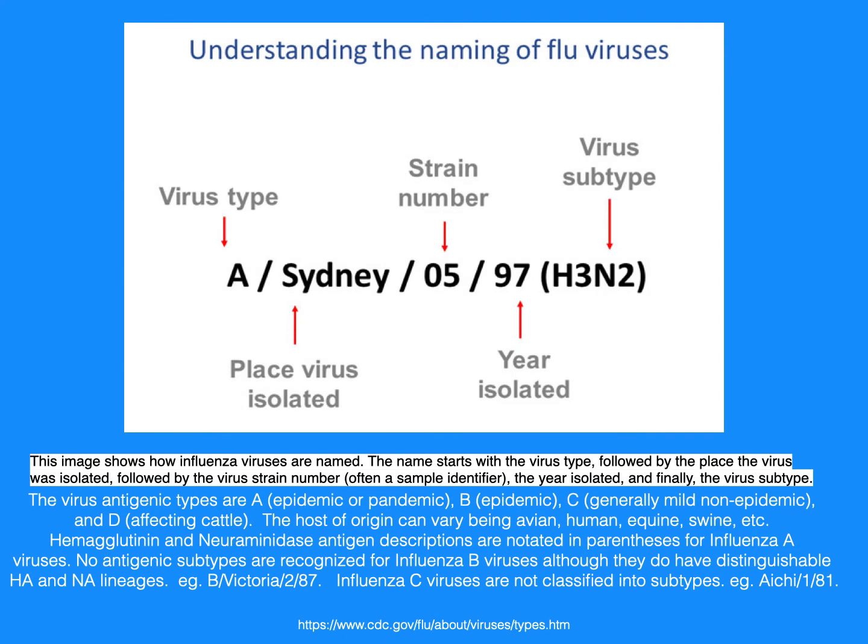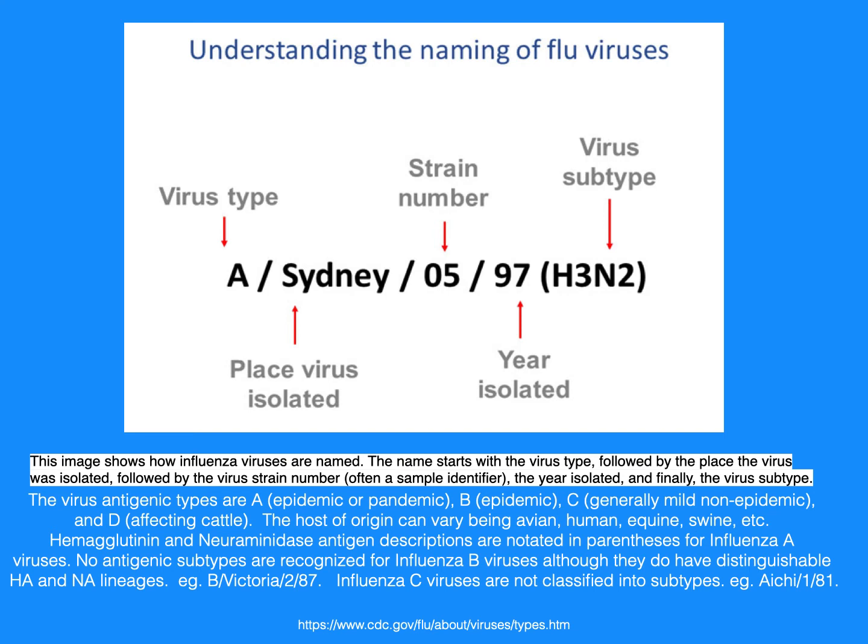Understanding the naming of flu viruses. This image shows how influenza viruses are named. The name starts with the virus type, followed by the place the virus was isolated, followed by the virus strain number, often a sample identifier, the year isolated, and finally the virus subtype.